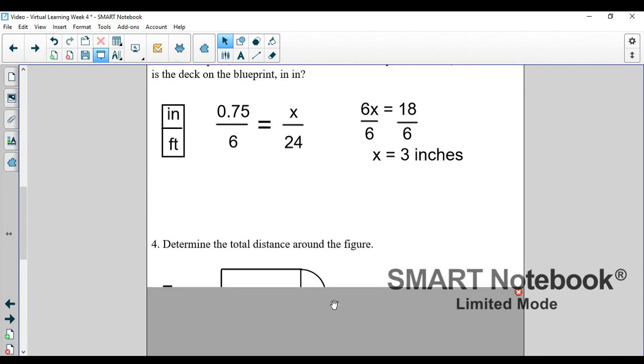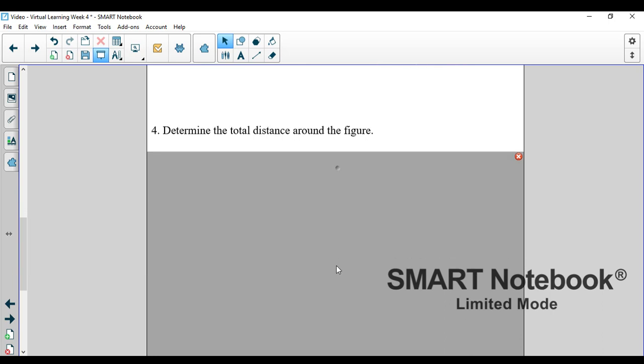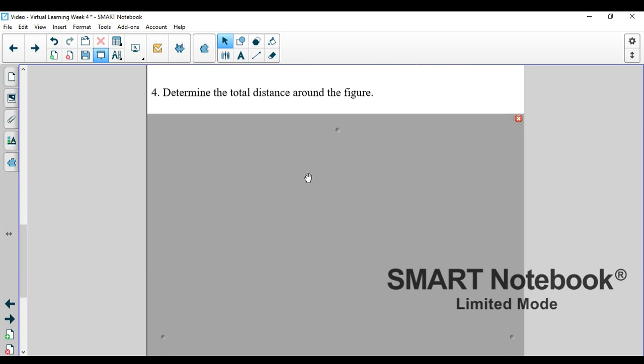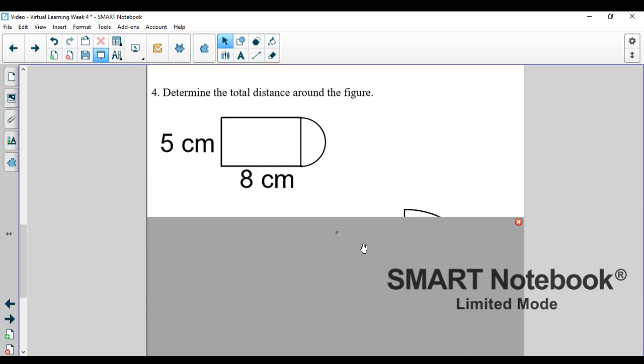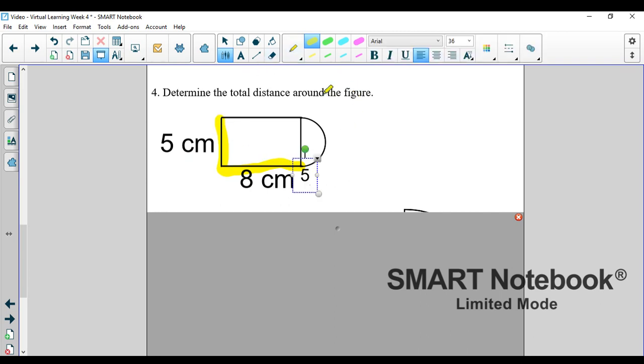And the last one, number 4, we want to determine the total distance around this figure. So the first thing that I did was I broke it into 2 different shapes. So I think to myself, I'm going to just highlight here. What would be the distance going around this figure? Well, if I travel here and here, I already know that I traveled 8 centimeters and 5 centimeters. Okay, well, this is perimeter. I'm going around the figure, so 8 plus 5.